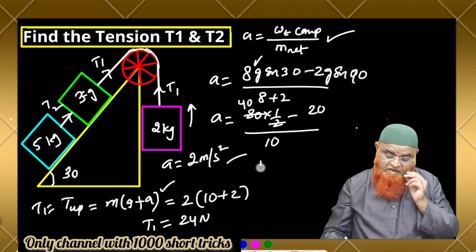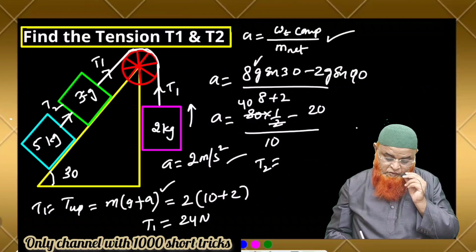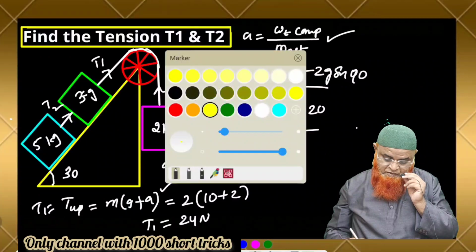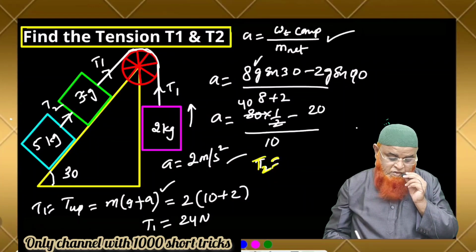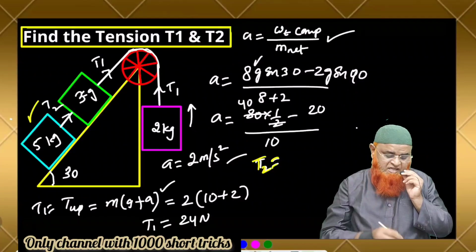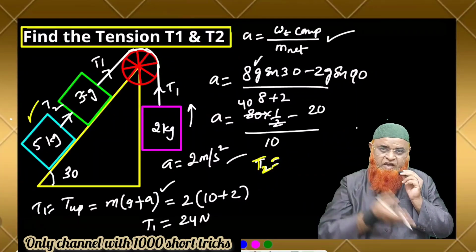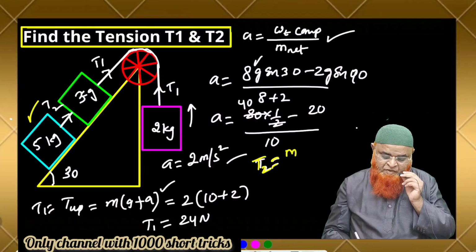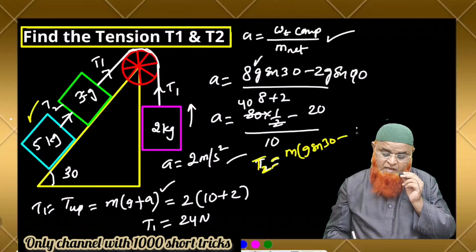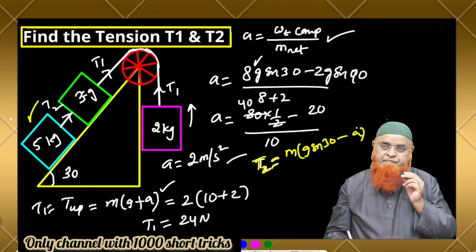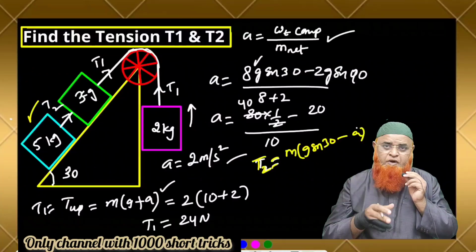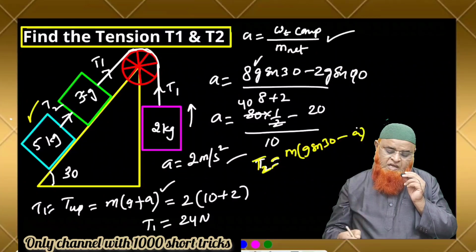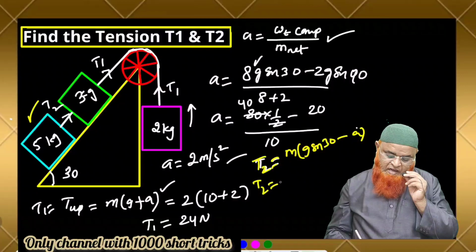If you want to find tension T2, what do you have to do? So how are you going to find this tension T2? Tension T2 acts on the 5 kg, and that 5 kg is coming down along the wedge, so you have to consider m into g sine 30 minus a. Instead of taking mg minus a, you have to consider the component of the g acceleration. mg sine 30 minus a will give the answer directly.